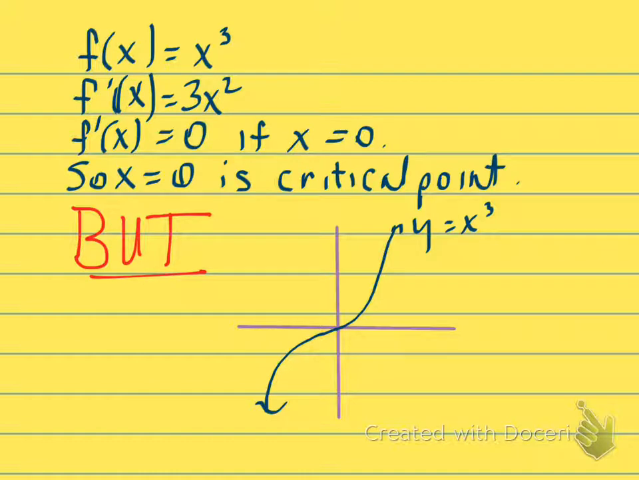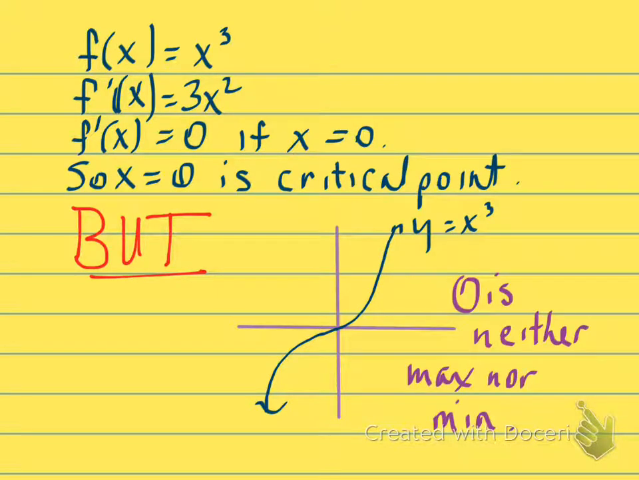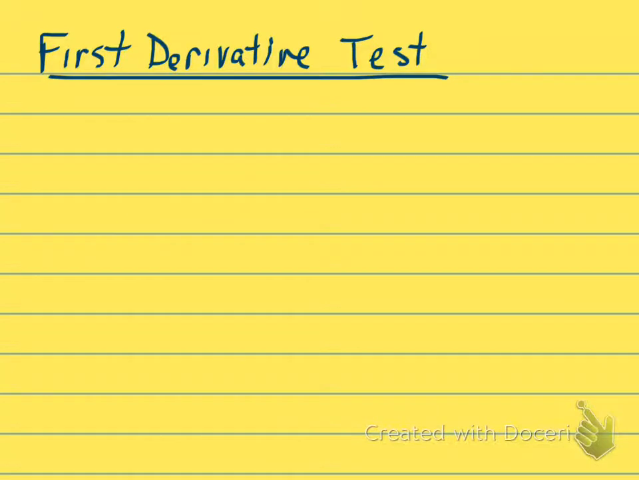However, the graph of y equals x cubed, while there is a horizontal tangent line at the origin, the origin is neither a max nor a minimum. The function increases everywhere except at the origin. So here's an example of where we have a function with a critical point, but at the critical point no local extrema occurs. So in order to rule out bad things like this happening, we need the first derivative test.